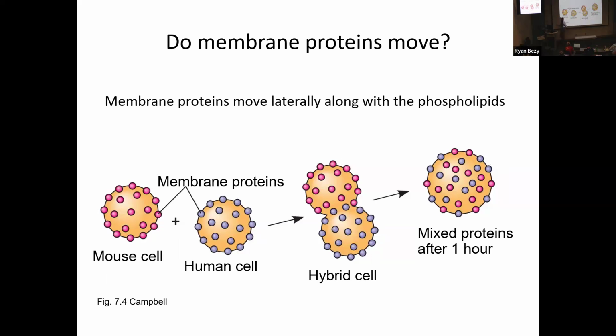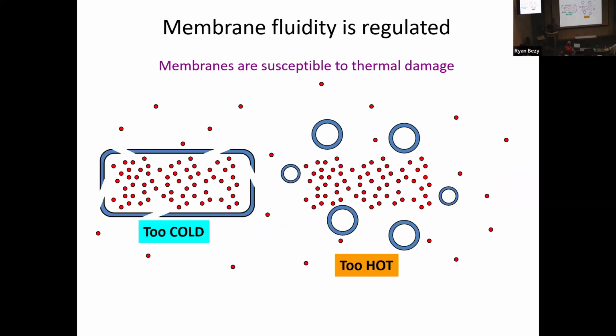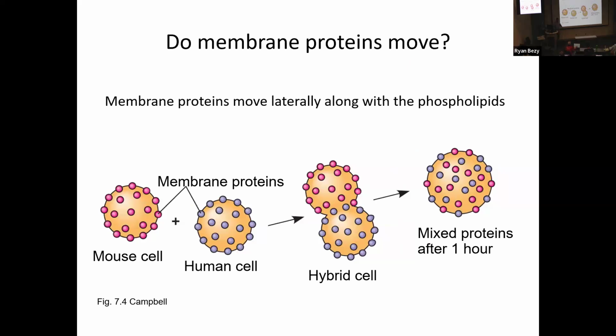In these little tiny membrane bubbles. And no, I didn't literally fuse a mouse cell with a human cell. That's not what I'm showing you here. It's just a tiny bit of human membrane, a tiny bit of mouse membrane, not an entire cell. They've done some experiments with stuff like that. But they can see those membranes will move around and intermix evenly and randomly after about an hour or so. So proteins move laterally, phospholipids move laterally.